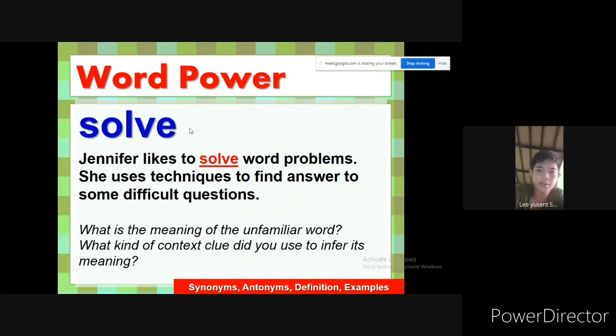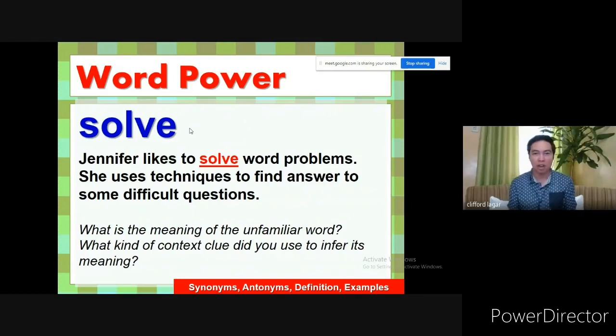Permission to talk, sir. Okay, so let us please help Shaira. Yes, Lee, go on. Find answer. Correct. So solve means to find answers. Very good. Now, Shaira, going back to you, what kind of clue is given in this sentence?